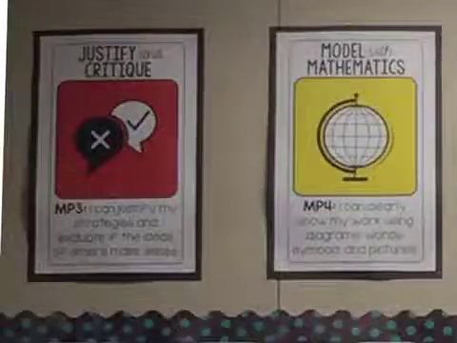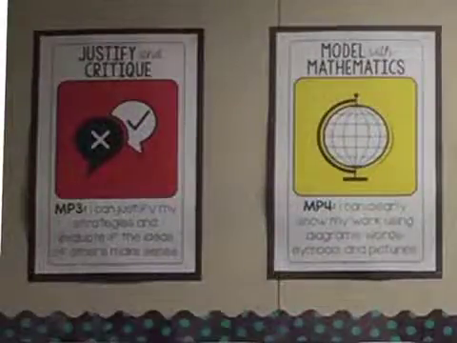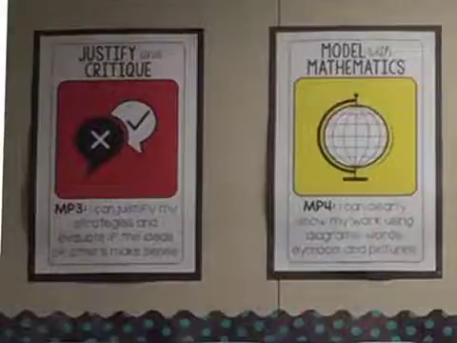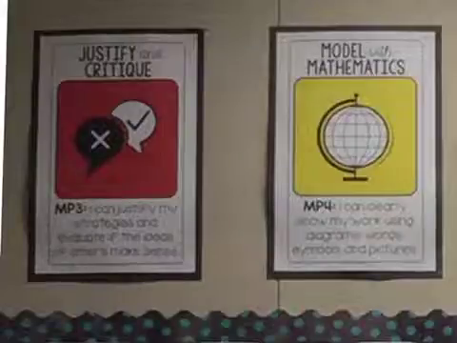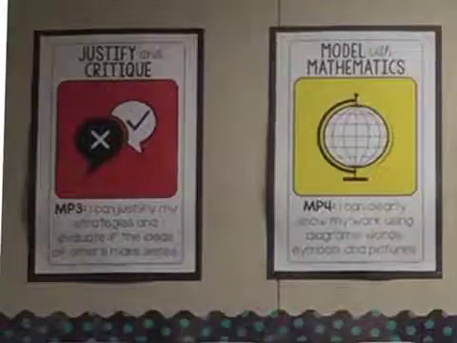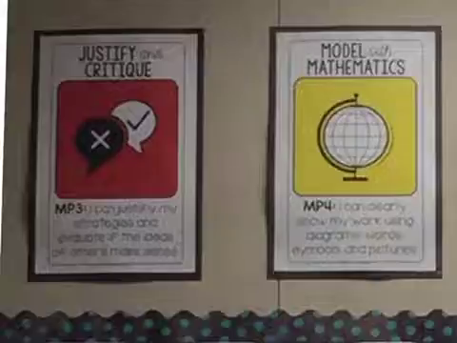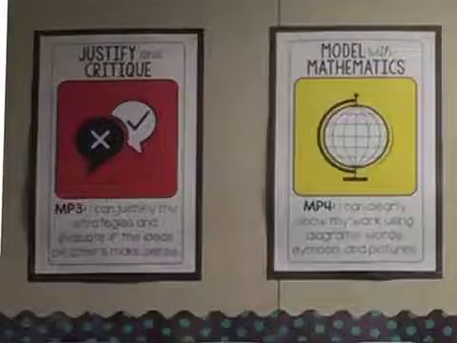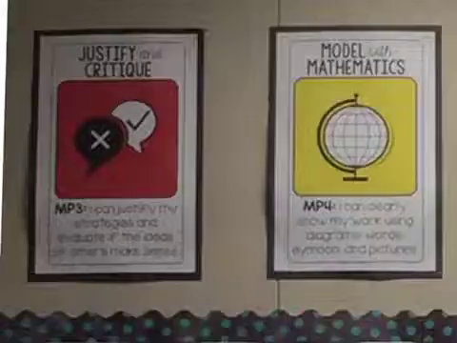Now, these two cards made sense more for me, justify and critique, because it says, I can justify my strategies and evaluate if the ideas of others make sense, because sometimes you mess up and your points aren't exactly on the coordinates where they're supposed to be, and sometimes just a little bit of extra help can help you. And model with mathematics, because it says I can clearly show my work using diagrams, words, symbols, or pictures, because you can clearly see that when you're moving your points from one spot to another, it clearly shows on the graph what's happening.